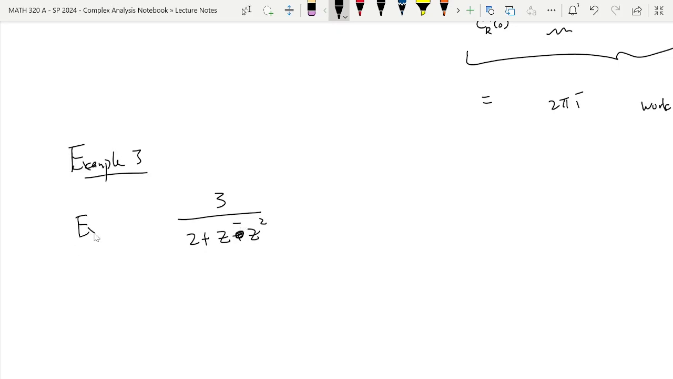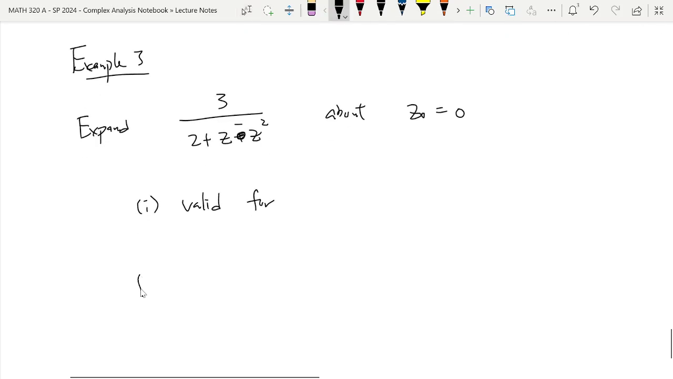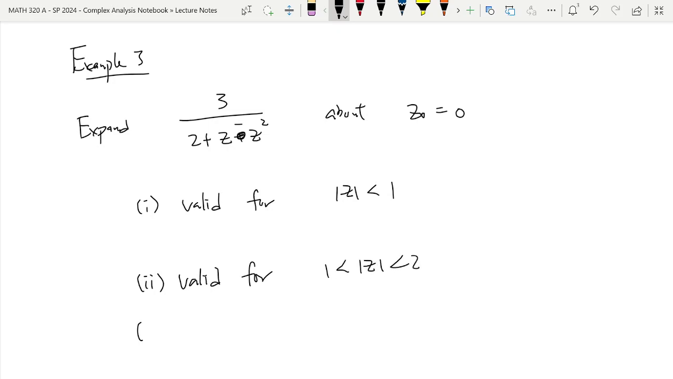So expand this. Miriam, can you also tell me the little wording I wrote about r? Did you scroll up to that? Because I'm not just expanding this. I have the choice, valid for something: inside r equals 1, between r equals 1 and r equals 2, and outside r equals 2. There's 3 cases.